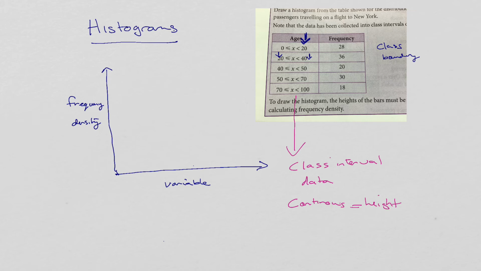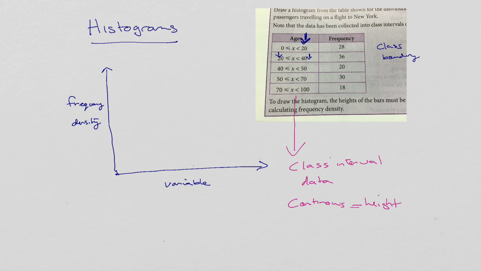Are they all the same? If you look at the first one, it's 20 units wide. Do you agree? Are they all 20? That's what makes it a histogram, right? So as soon as we have class intervals that are not the same, so if you look at this one, and this is the thing they expect you to fill in. They don't expect you to do it in your head somewhere. They expect you to write it down and show the working, okay?